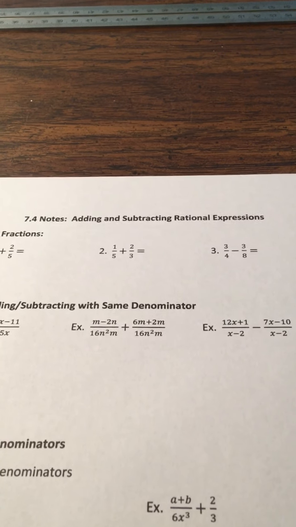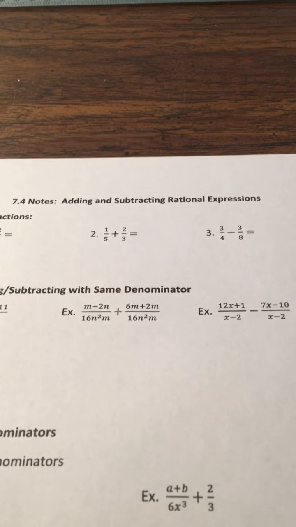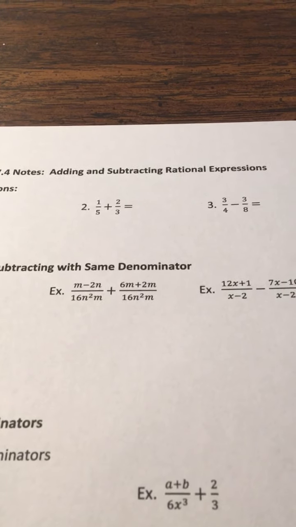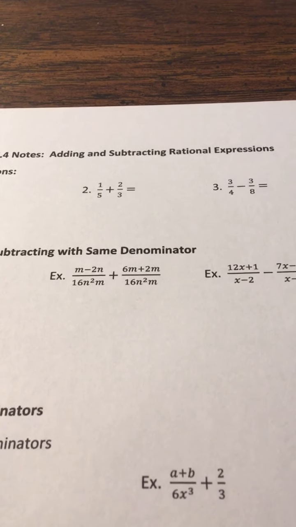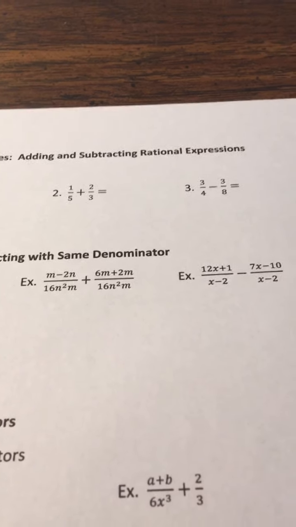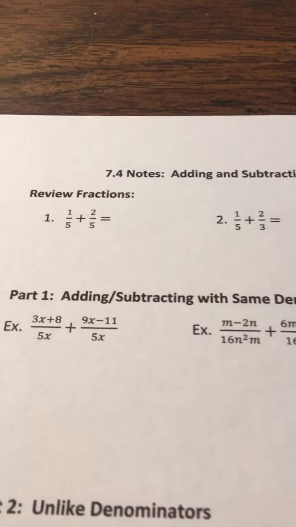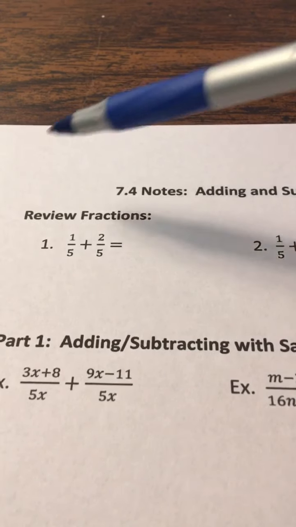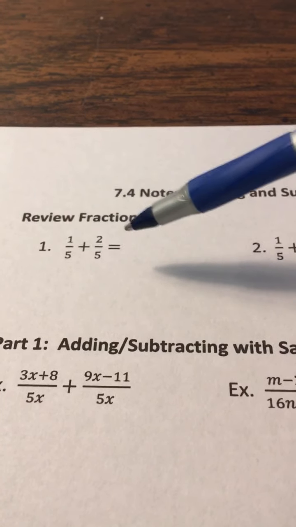Okay, this is going to be a two-part lesson on adding and subtracting rational expressions. Remember, rational expressions are just fractions that have variables in them. Before we start in the algebra, we're just going to quickly review adding and subtracting fractions. So 1/5 plus 2/5, that is not 3/10.